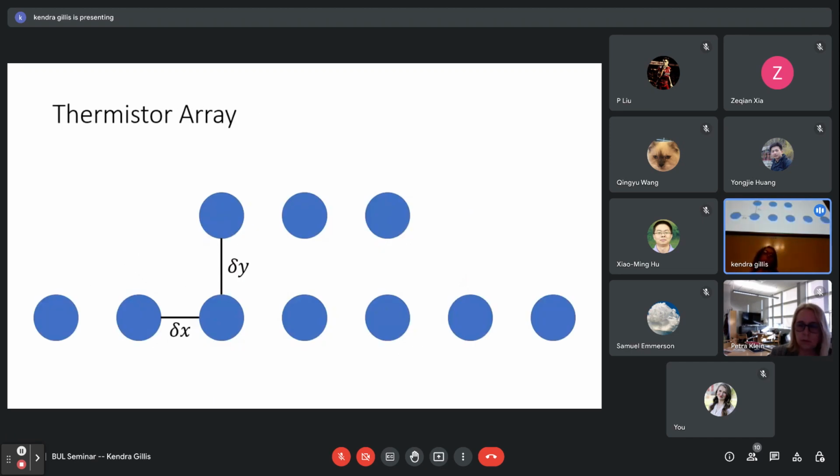This is a diagram of the thermistor array. If you can imagine, all of these little blue circles represent a thermistor. This is kind of a bird's eye looking down view of it. And then we spaced them apart. There were 2 bars of thermistors on it, and the space between those thermistors was delta Y. Because of the way the array was set up, we weren't able to vary that at all. However, in the other direction was delta X, and we were able to move those thermistors closer and further apart from each other. By doing that, that represents a change in the grid spacing.